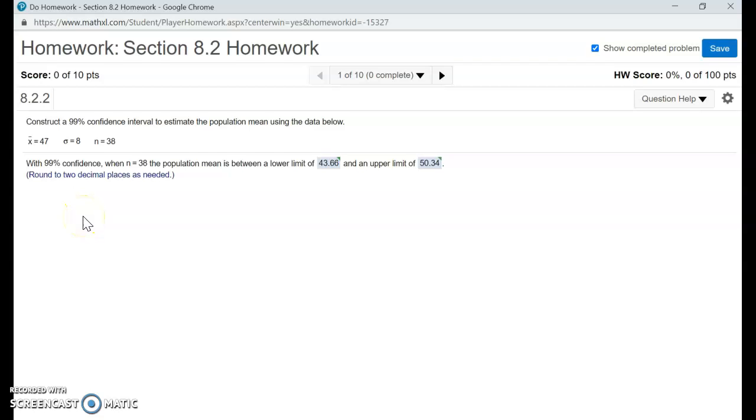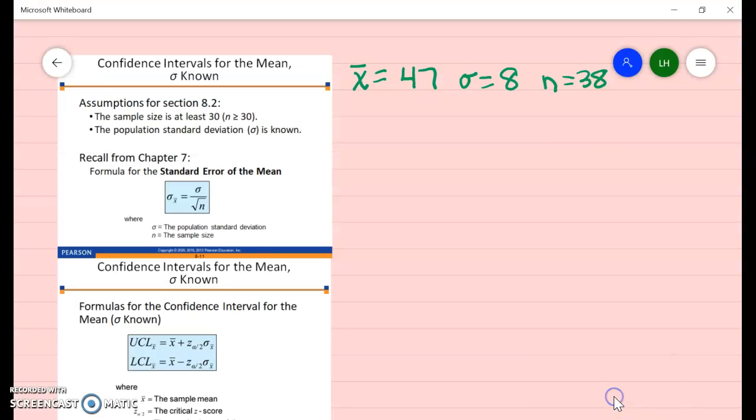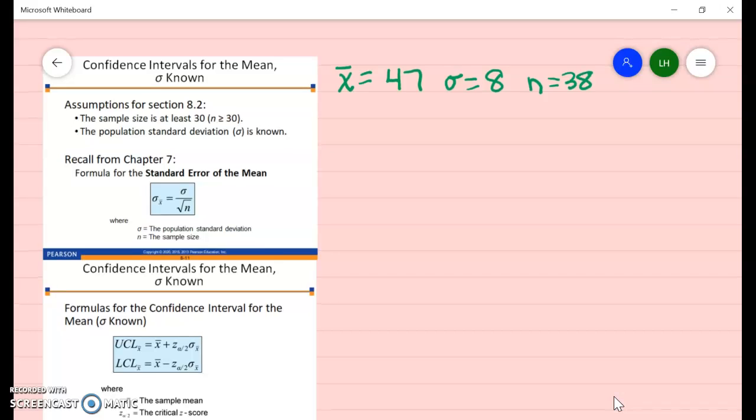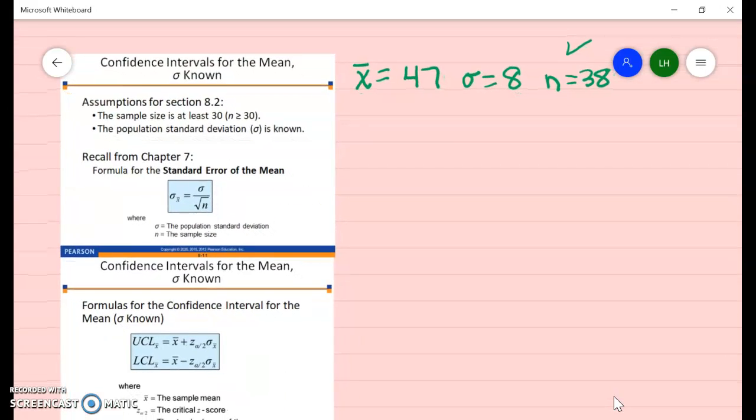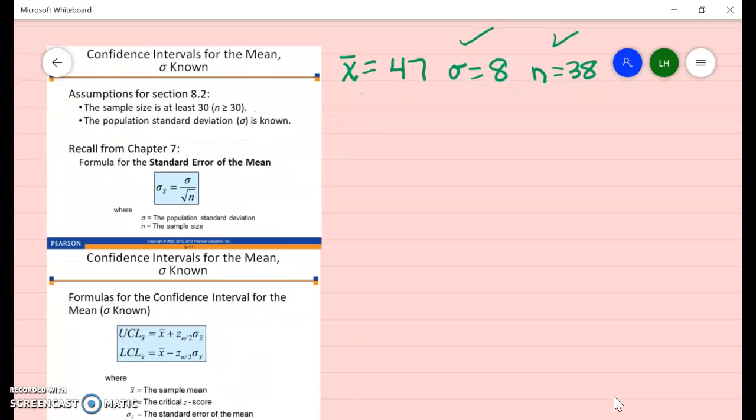Construct a 99% confidence interval to estimate the population mean using the data below. We're given the mean, the population standard deviation, and n. Okay, so let's look at our confidence interval. The first thing that we need to do: the sample size is greater than or equal to 30, so we're good there. And the population standard deviation is known, so we're good there.